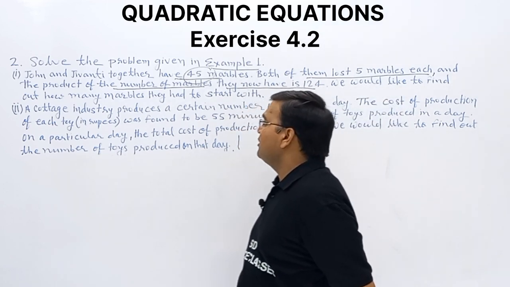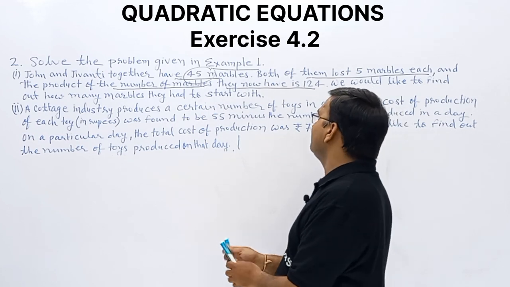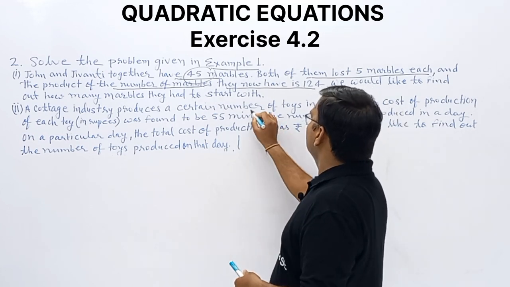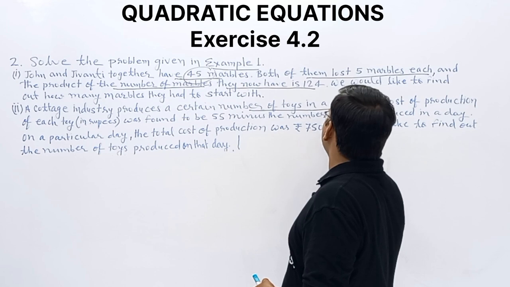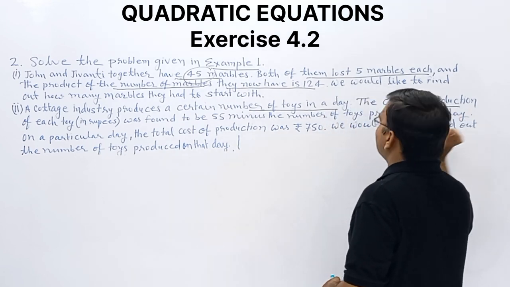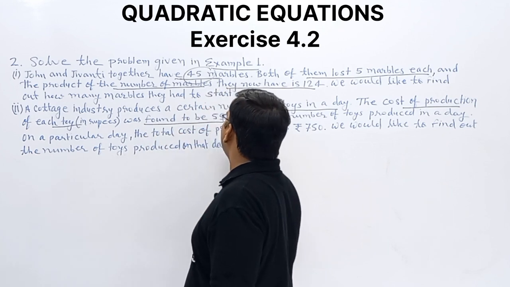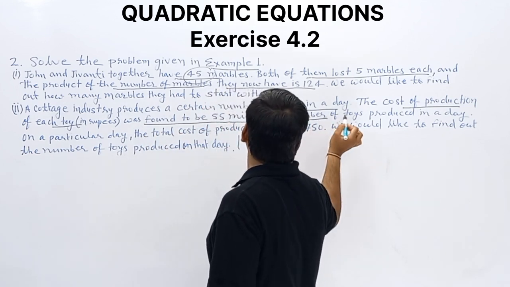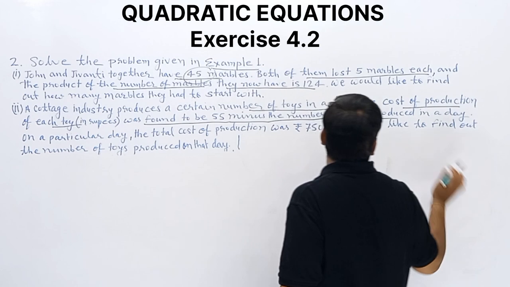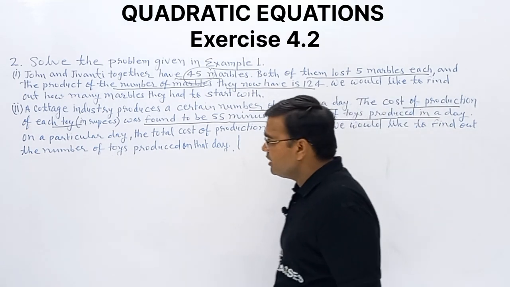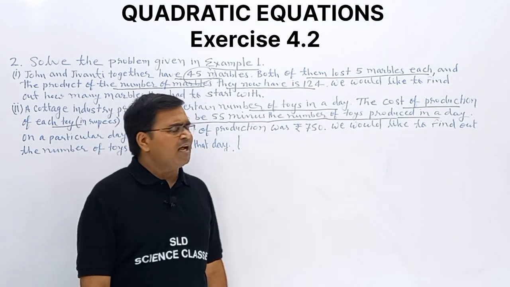Now a cottage industry produces a certain number of toys in a day. The cost of production of each toy in rupees was found to be 55 minus the number of toys produced in a day. On a particular day, this is another point.